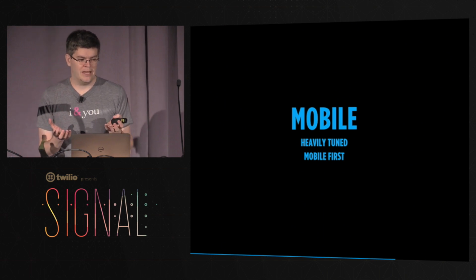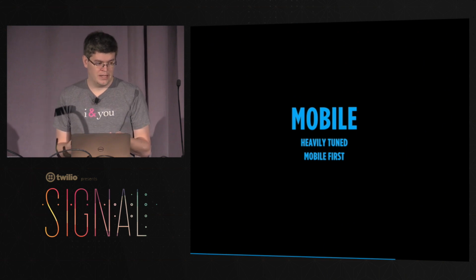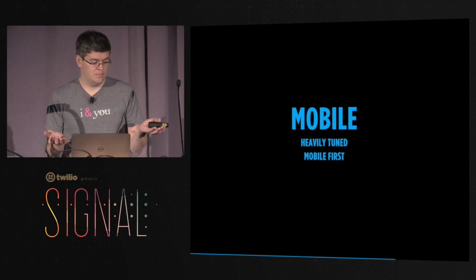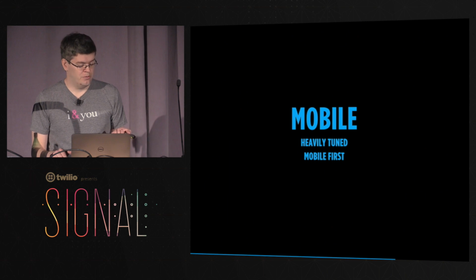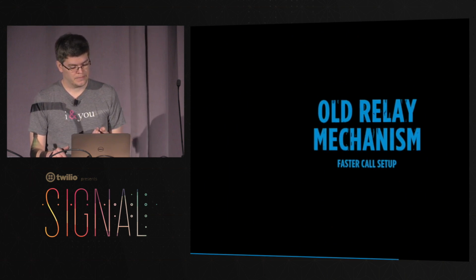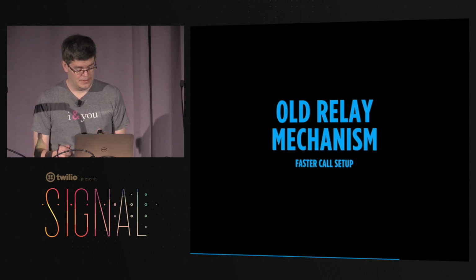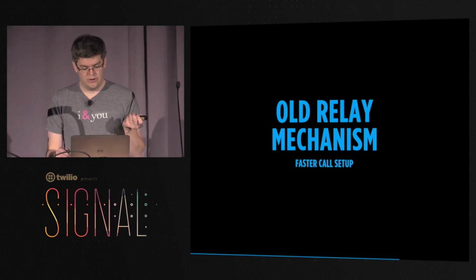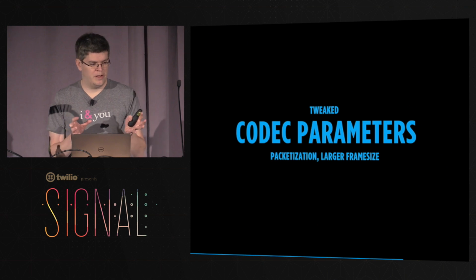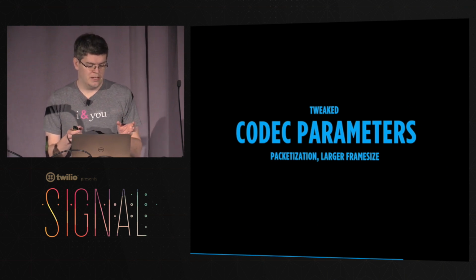However, if you look at what the mobile apps do, that is going to be really exciting because it's heavily tuned and Facebook really has learned the mobile-first lesson. Mostly because most of their traffic is probably going through two mobile devices. So they're using an old relay mechanism in the Google library, which provides a slightly faster call setup, even though it's probably not as secure as TURN. And they tweaked some codec parameters. So you can tweak the packetization and the frame size to yield larger packets, which might work better on some wireless networks.